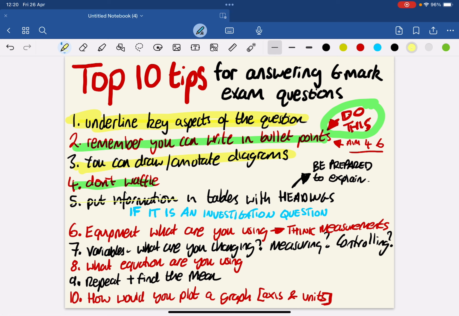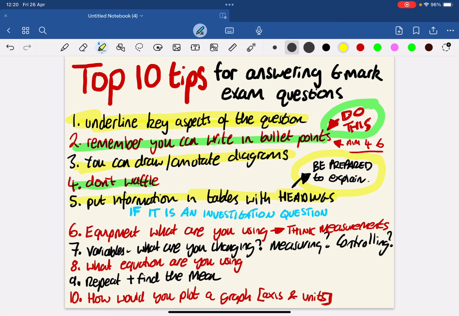And we can put information in tables with correct headings. So that's also well worth thinking about. But again, making sure the headings are correct, and if it's a table there, make sure you've got some units. And be prepared to explain what those tables are and what they mean.